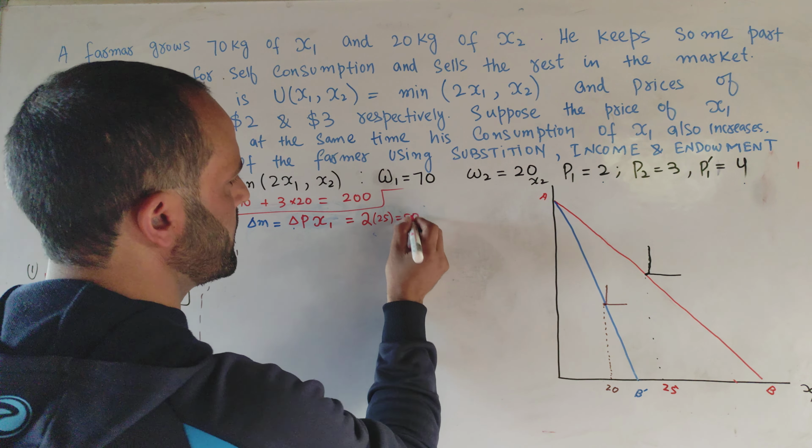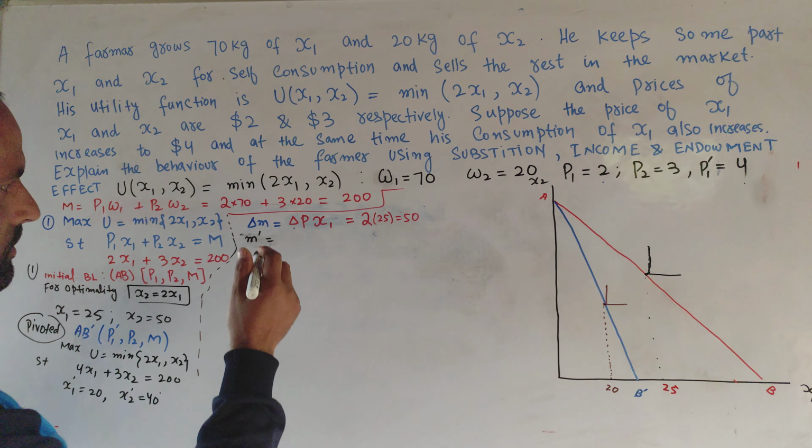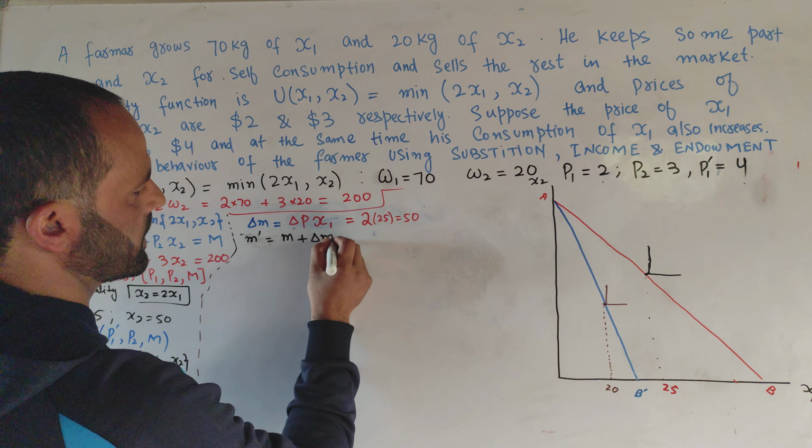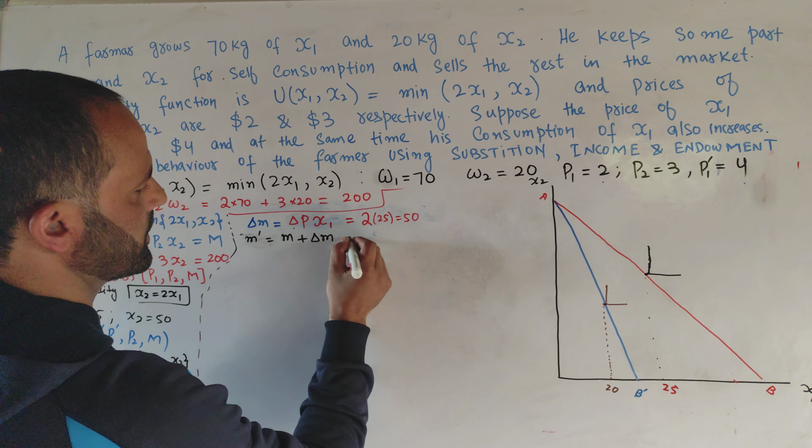Now we need to find out the shifted budget line. Now we need to find how much income there is. So the new income of the consumer will be equal to the initial income, that was M, plus the extra income we are giving him, that is M plus delta M, which is 200 plus 50, which is equal to 250. Okay, we give him 250 units of income.